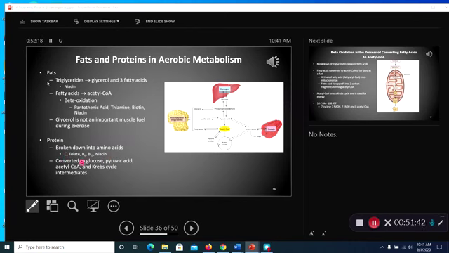So protein can be converted to glucose, pyruvic acid, acetyl-CoA, and even Krebs cycle intermediates. So if you go back to one of the first slides, I really showed the flexibility of proteins and being able to be injected into various pathways in bioenergetics.